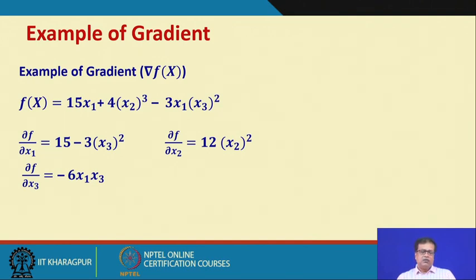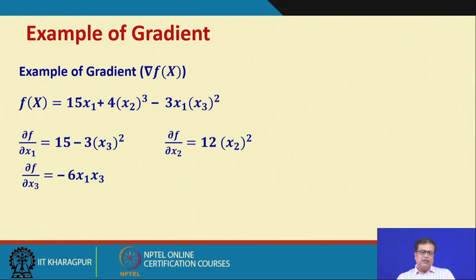So, as you know, in case of partial derivative, the first term which is 15 x 1, this term is going to be used. The second term, that is 4 x 2 to the power 3, will not be taken simply because there is no x 1 term in that. The third one, that is 3 x 1 x 3 whole square, has an x 1 term. So, when you differentiate, the first term 15 x 1 will give 15, the second term will return 0 and the third term will return minus 3 x 3 square, right. So, that will be our del f del x 1.